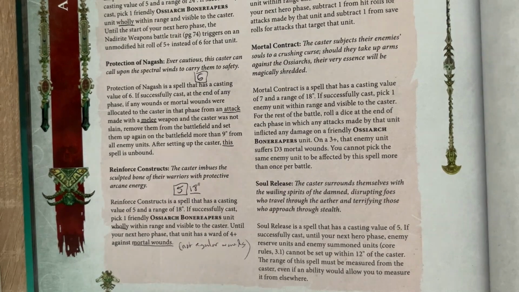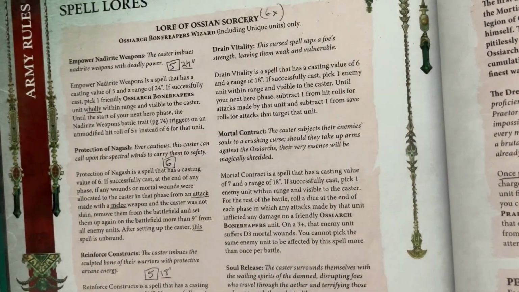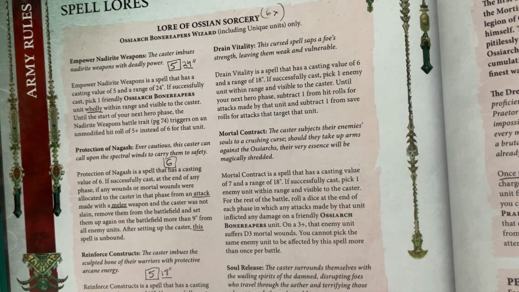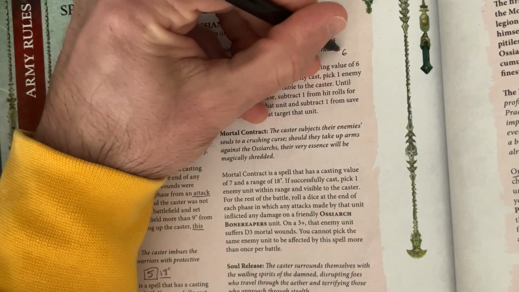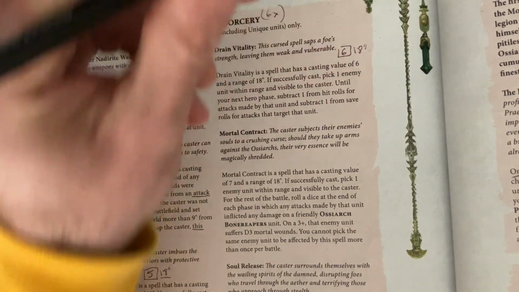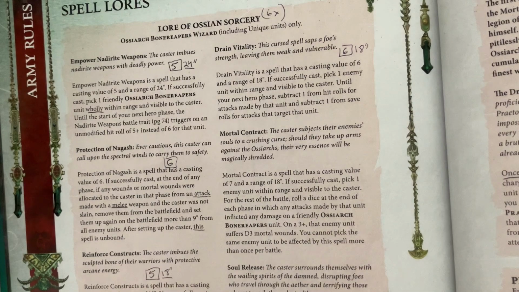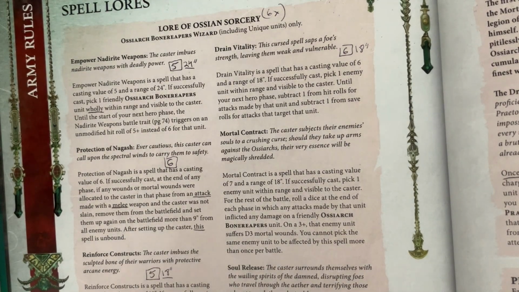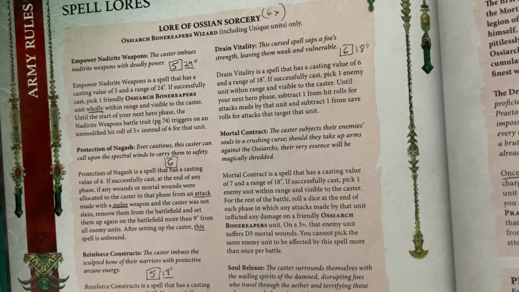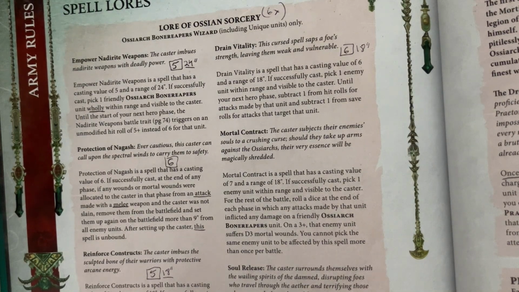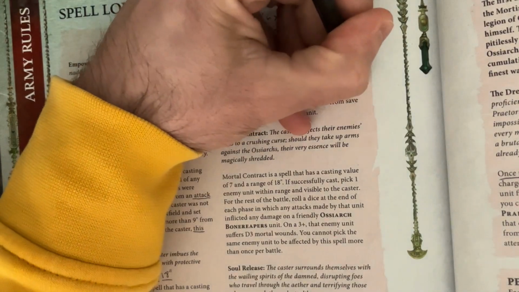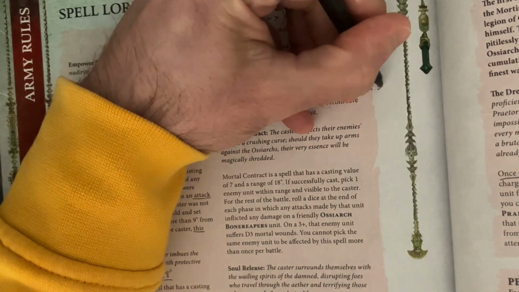Okay. Drain Vitality. Here we are. Spell that has a casting value of 6, range 18. 6. 18. Pick one enemy unit within range. So it's not holy, so I don't need to do the bubble thing. Until your next hero phase, subtract 1 from hit rolls for attacks made by that unit, and subtract 1 from save rolls for attacks that target that unit. Okay, that's pretty good. So you're making them harder to hit, and I always write here, including shooting, because a lot of times we forget.